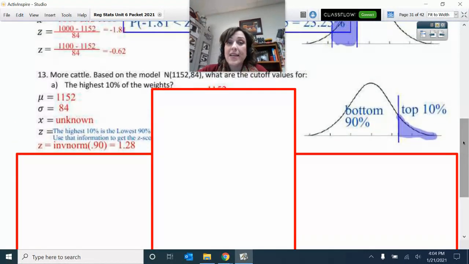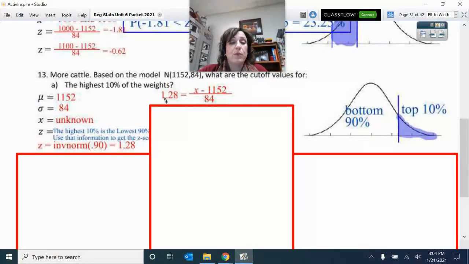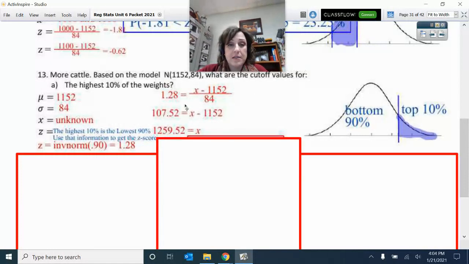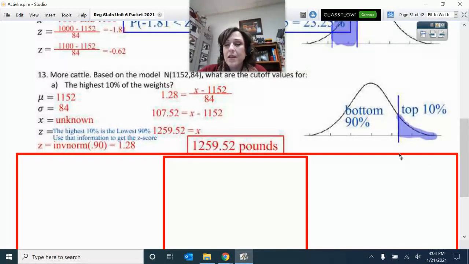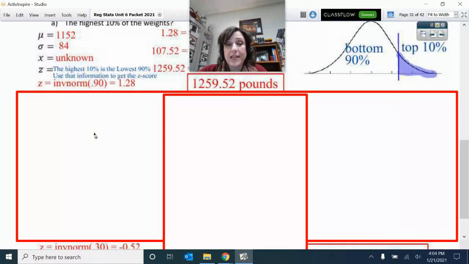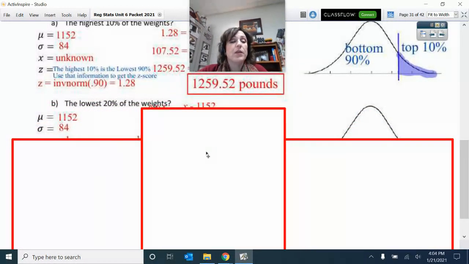So the inverse norm of the bottom 0.9 is the z at that spot. There's my z-score. Now I've got to do algebra. So z equals 1.28 equals x minus the mean over the standard deviation. I'm going to multiply by 84 on both sides, and there's what I get. Then I add that 1152 over. I've started cutting out some of the work I was showing, because I'm hoping that by now you're getting the hang of this algebra. So it's 1,259 pounds, 0.52.